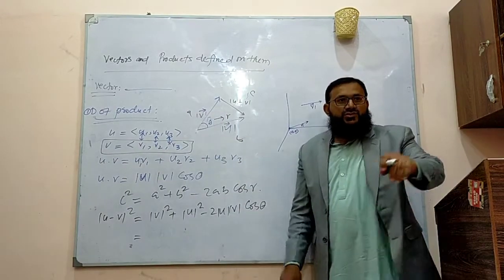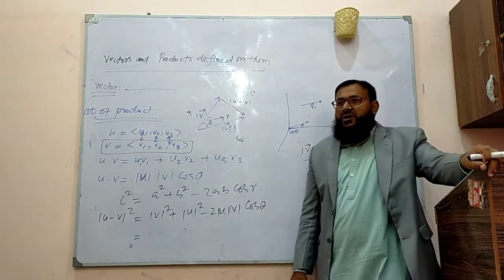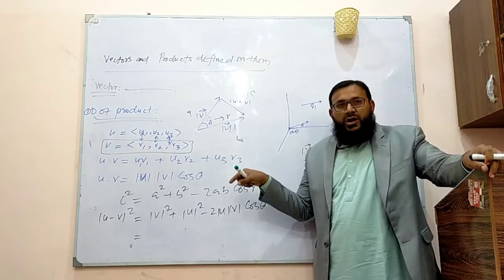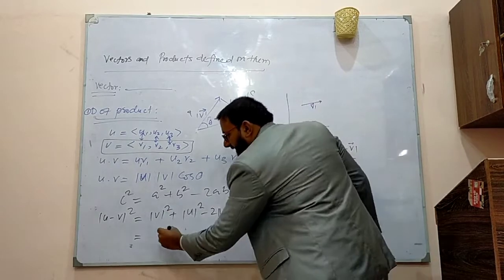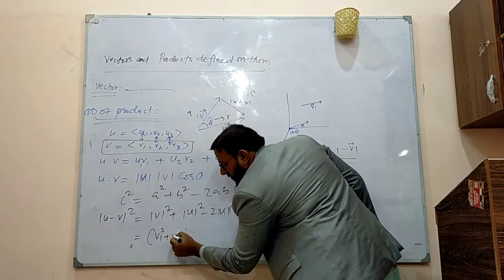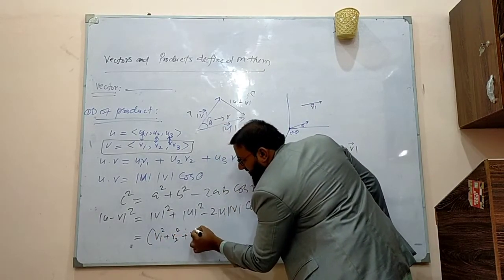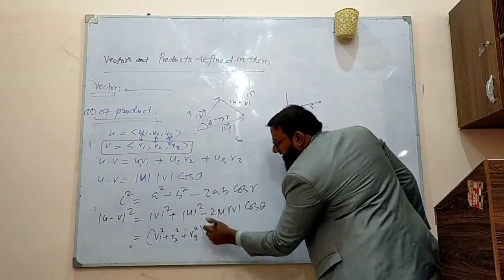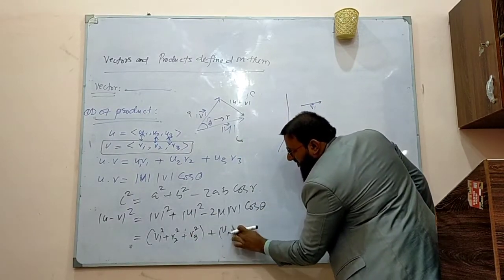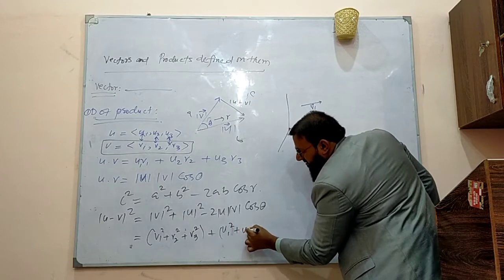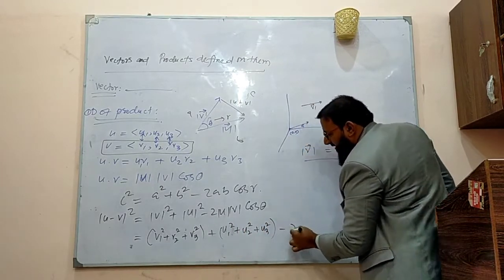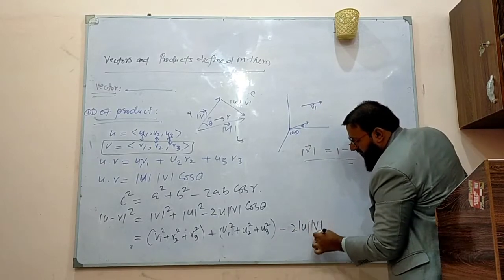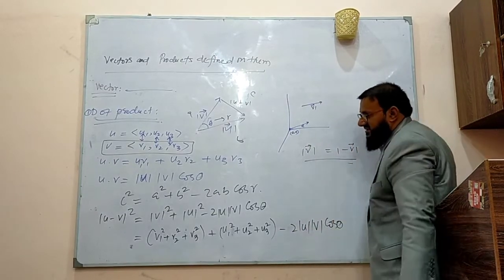What is going to be the length of a vector? The square root of v1 square plus v2 square plus v3 square, and that square root is going to be cancelled in this square. So what I will get is only v1 square plus v2 square plus v3 square. And similarly this would be the same: u1 square plus u2 square plus u3 square minus 2 mod of u mod of v cos theta.